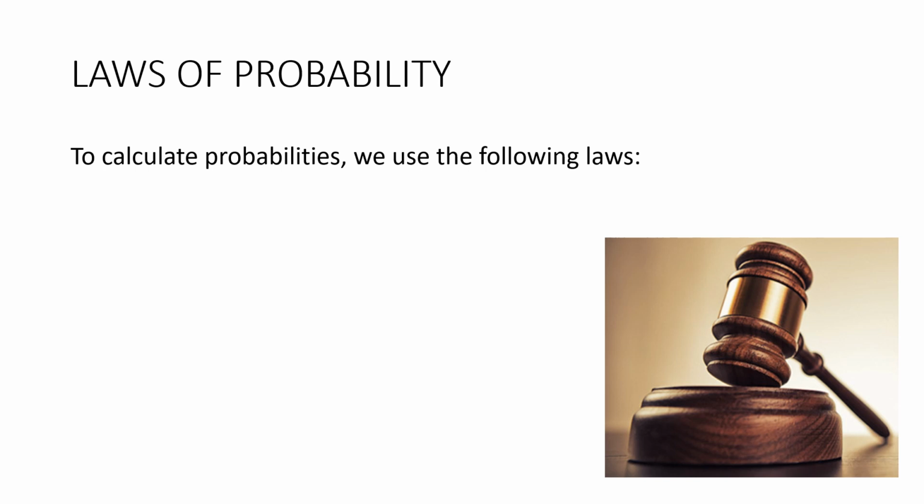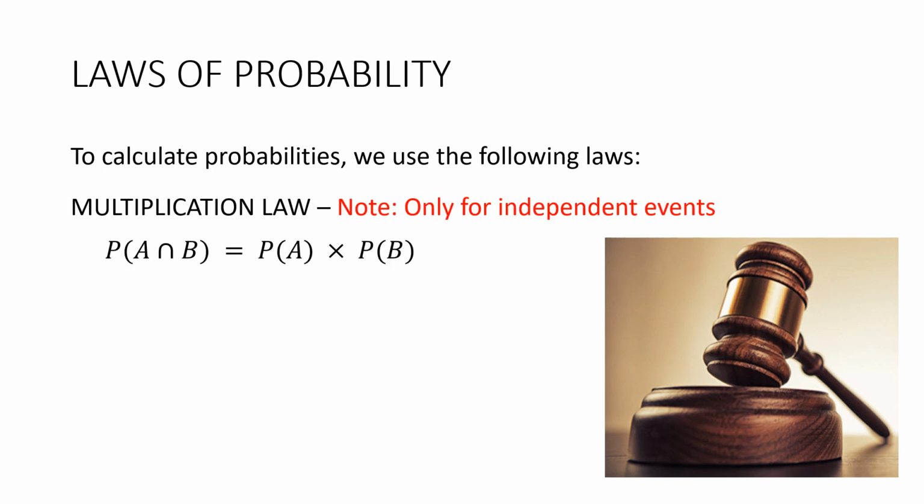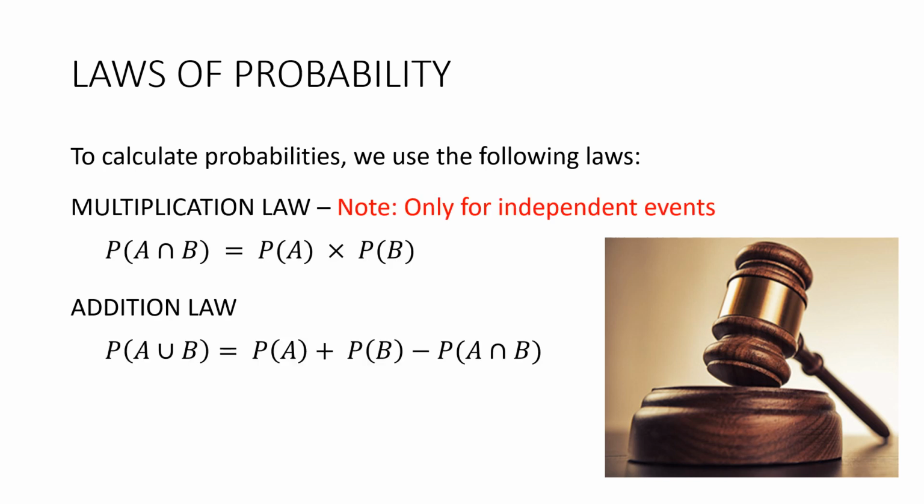Now we have two laws of probability. We have the multiplication law and we have the addition law. The multiplication law states that the probability of A intersection B, or A and B, is equal to the probability of A multiplied by the probability of B. Now, it is only for independent events, and we haven't covered this yet. We're going to do a whole lesson on this. So I'm only going to use this law when we're doing tree diagrams later in the lesson.